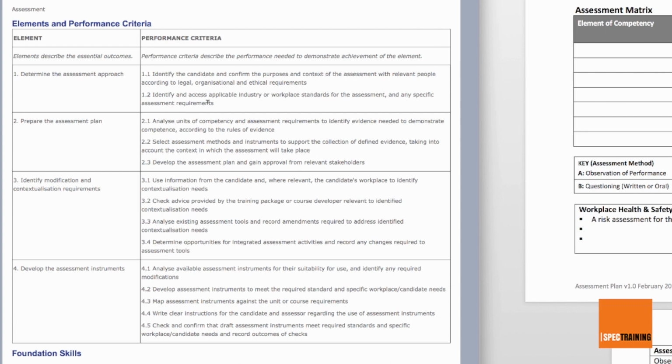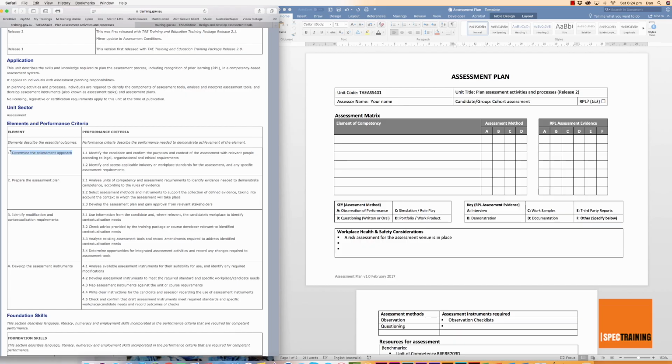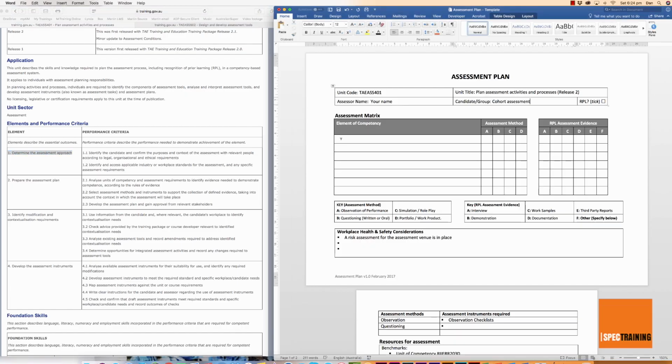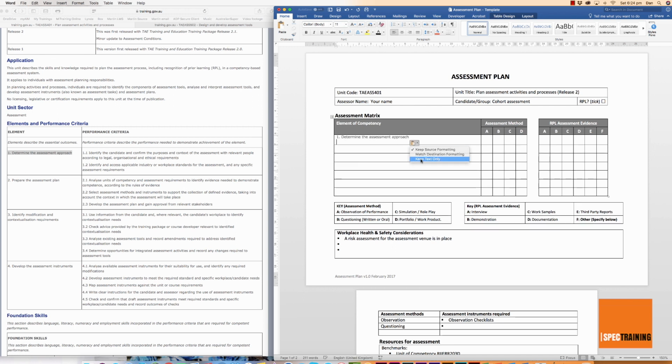Of course, these are going to have to be contextualized, and by that I mean if you look at the very first one here, it says identify the candidate and confirm the purposes and context of the assessment with relevant people according to organizational requirements. So who are relevant people and what is the organizational requirement? So you need to contextualize that to make it more sensible for the particular cohort. Anyway, let's move away from that for a moment and look at just filling out this basic one for assessment purposes. So we're going to just keep it at the element level and pop the first one in over here.